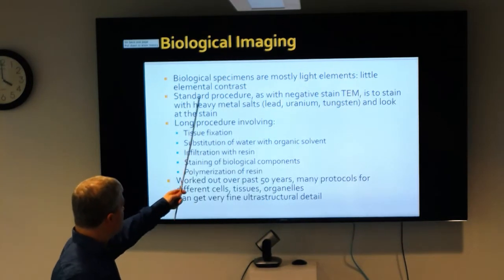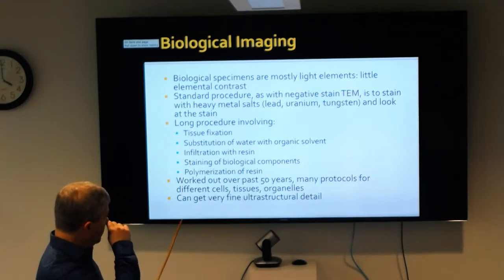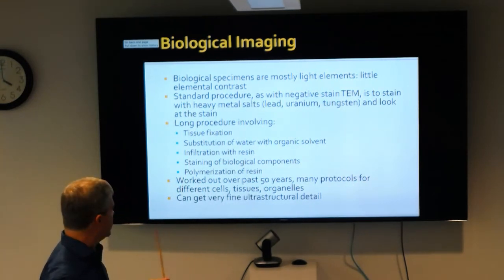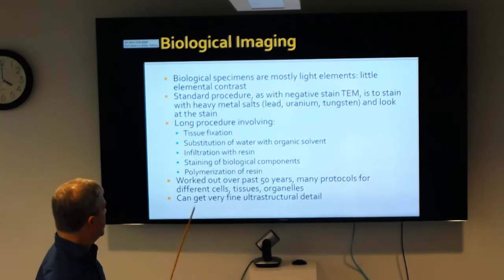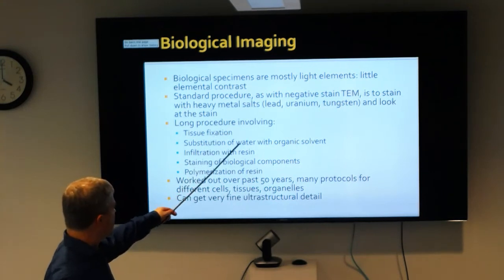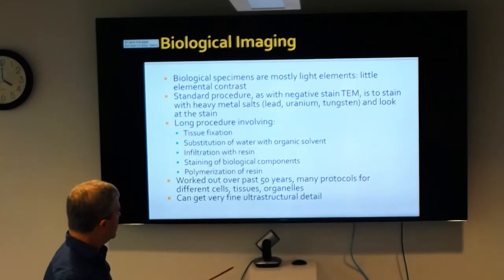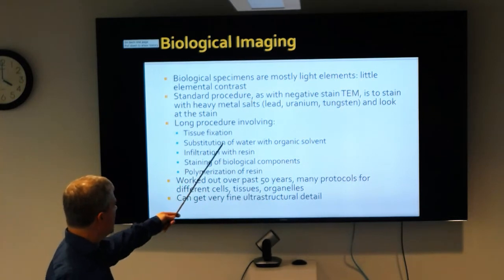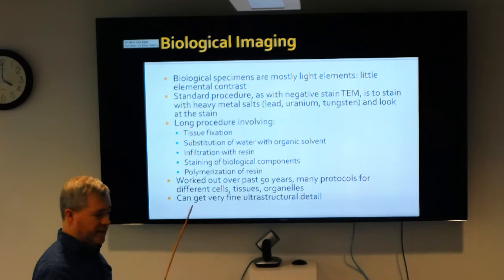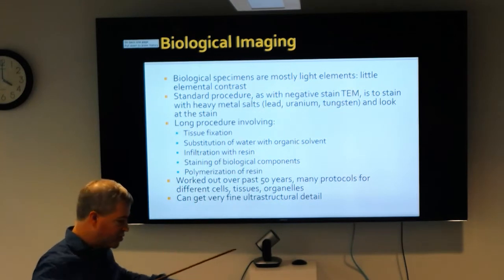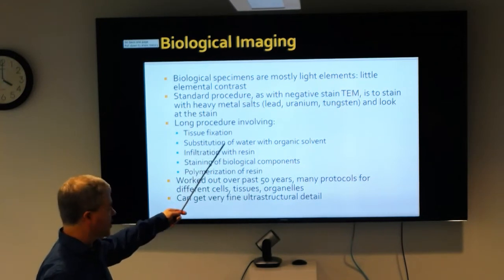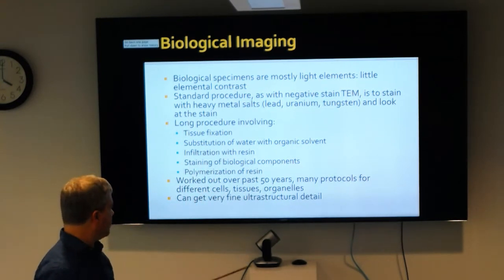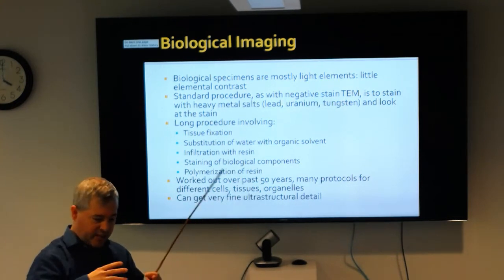For biological imaging, as you know from the cryo work, biological specimens are mostly light, so there's almost no elemental contrast unless you stain them. The standard procedure is to stain with heavy metal salts: lead, uranium, tungsten, osmium, and look at the stain. This is a pretty long procedure, and I'm not going to get into that at all, because we mostly concentrate on cryo work. But you have to fix whatever tissue you're looking at, in formaldehyde or something similar, to get it stable.